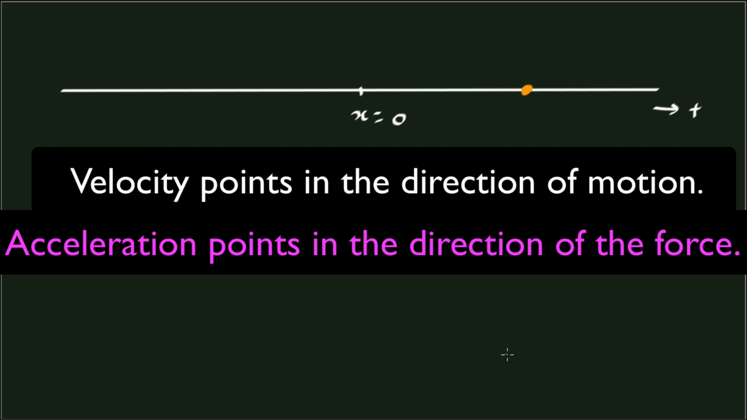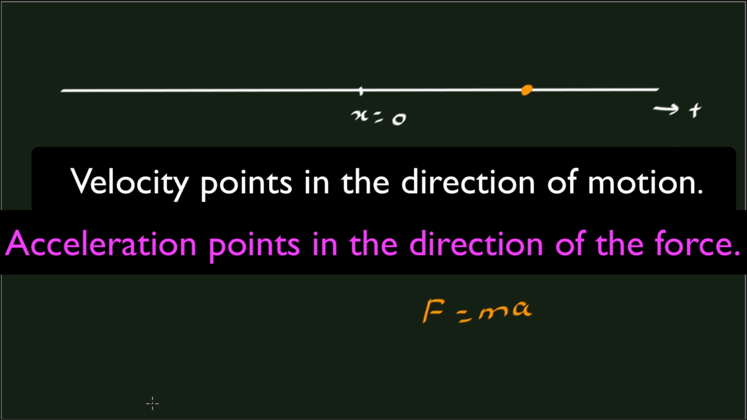This follows from Newton's law, F is equal to ma. If F is positive, which means it's a force pointing to the right, the acceleration is positive, because if you look at this equation, F is equal to ma, m is always a positive number, there's no negative mass, so F and a are both positive or they're both negative. So acceleration always points in the direction of the force.